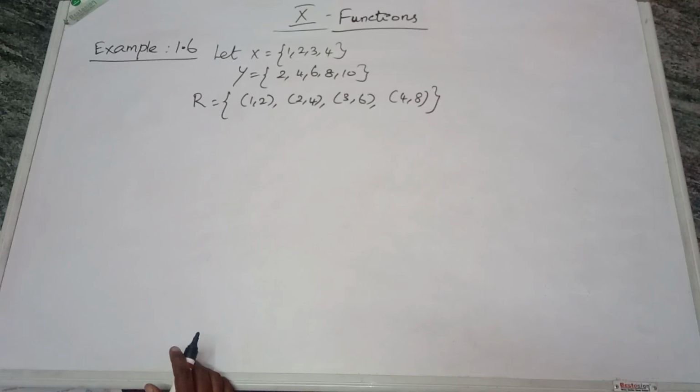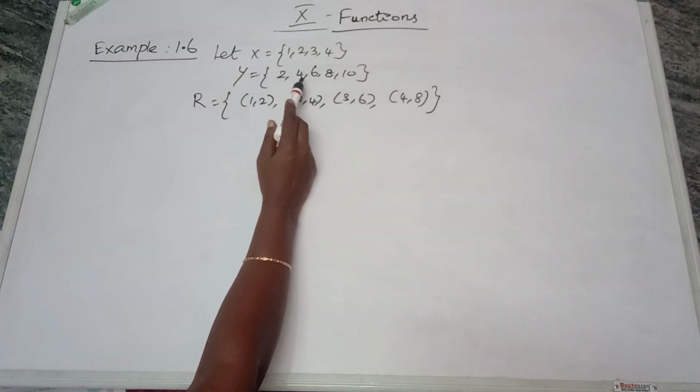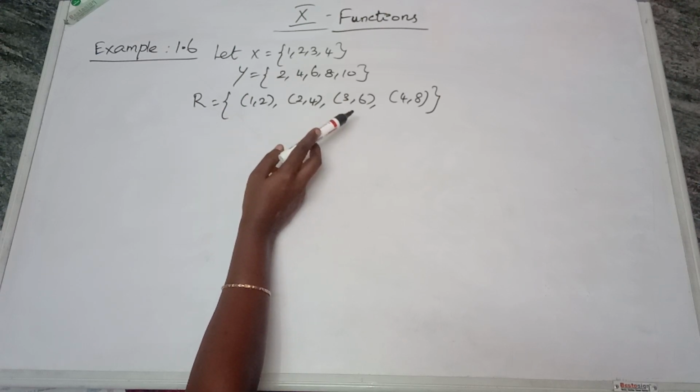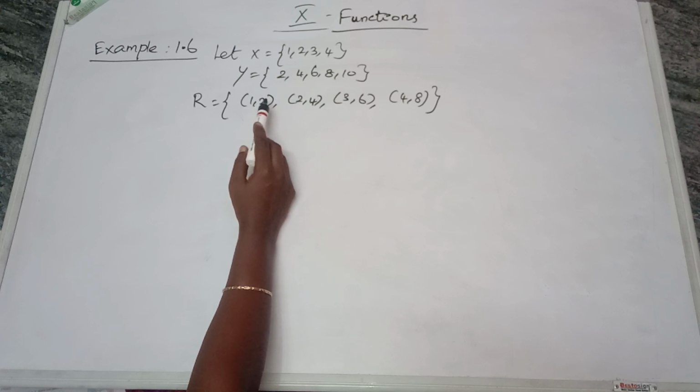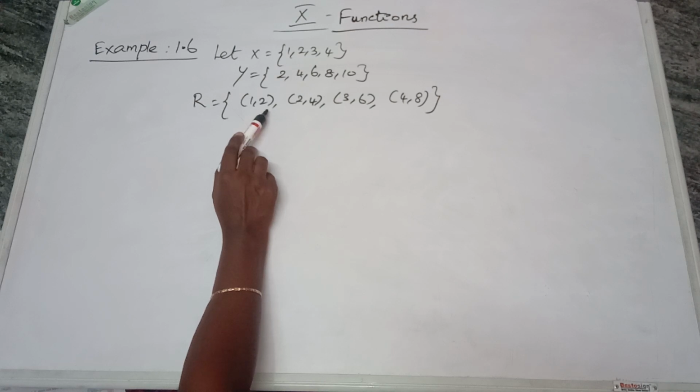Now see example 1.6 that they have given. Let the sets be X and Y, and the relation R is given as (1, 2), (2, 4), (3, 6) and (4, 8). Show that R is a function. We have to show R is a function and find its domain, codomain and range.